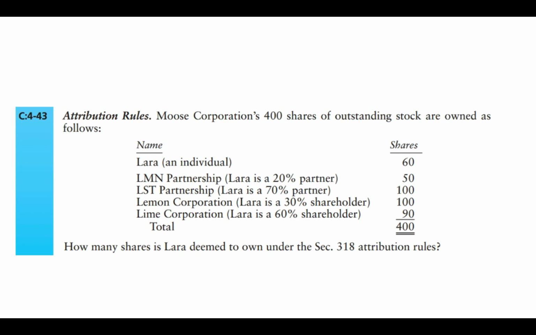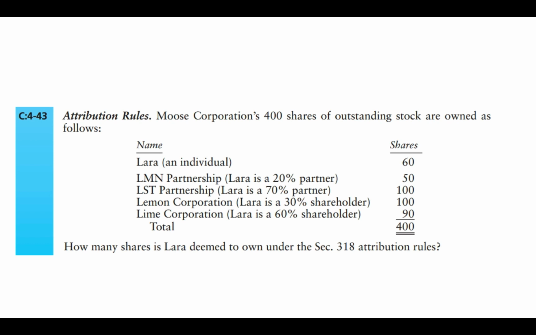And we have Moose Corporation's 400 shares of outstanding stock, and they're owned as follows. We want to know how many shares Laura is deemed to own under 318. Okay, so she obviously owns the ones that she owns directly. How about LMN Partnership? She is a 20% partner. So she is going to be treated as owning 20% of those 50 shares. All right, so 10 shares there.